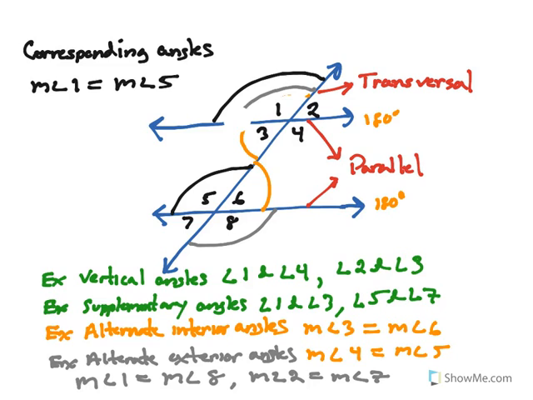Another pair of corresponding angles would actually be angle 2 and angle 6. Does that make sense? Another pair would be angle 4 and angle 8. Another one would be angle 3 and angle 7. So there are 4 sets of corresponding angles in this diagram.